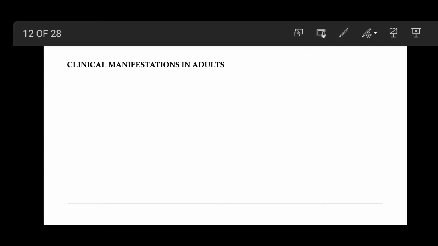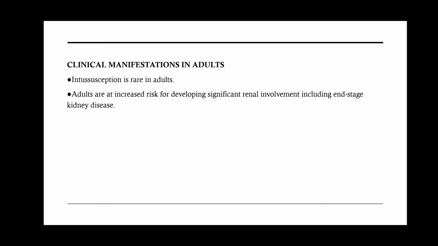For the skin manifestations in adults, intussusception is rare and adults are at increased risk for developing significant renal involvement, including end-stage kidney disease. Now moving on to laboratory findings of IgA vasculitis or Henoch Schonlein Purpura, HSP.